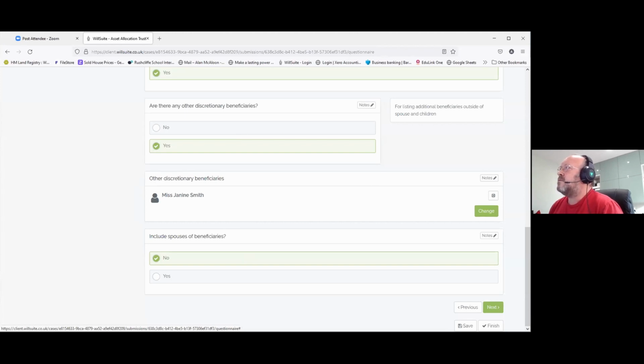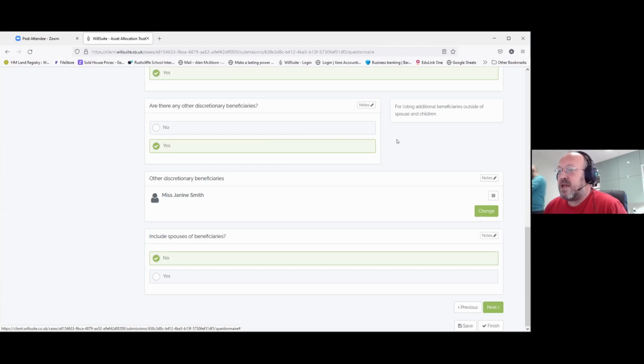Right, and so Liz says, if nieces and nephews are listed, does that affect the eligibility for the RNRB? No, because what you're doing here is you're listing the discretionary beneficiaries. The discretionary beneficiaries can only benefit from the NRB fund. The RNRB fund is held on bare trust and passes under the will. Obviously, if you draft a will and you leave everything to nieces and nephews, then the RNRB wouldn't be available. But that's down to making sure that the will is drafted properly.